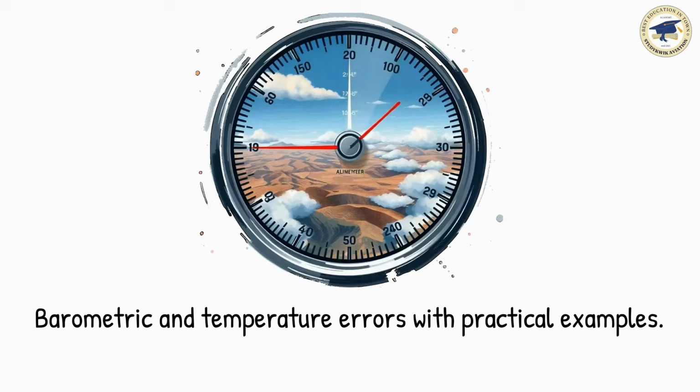Temperature error happens because altimeters assume ISA lapse rate. Colder than standard air makes them overread. Warmer air makes them underread. That's why temperature checks are vital near terrain or clouds.